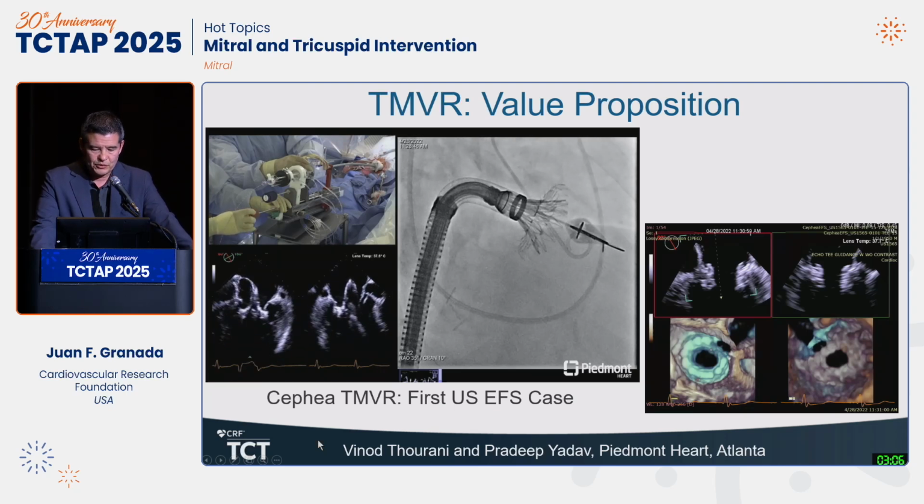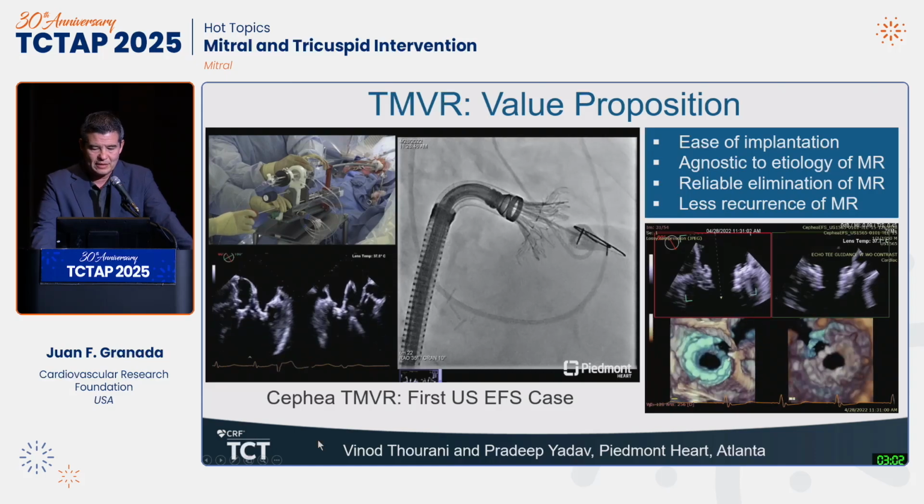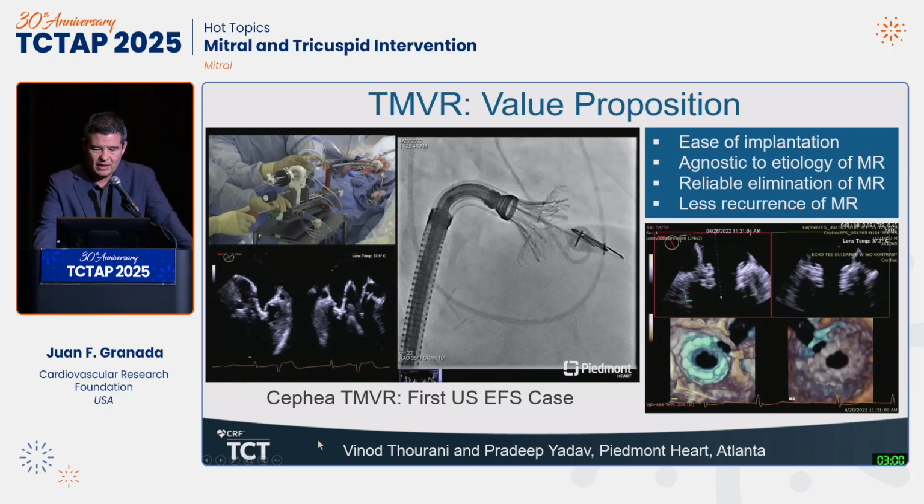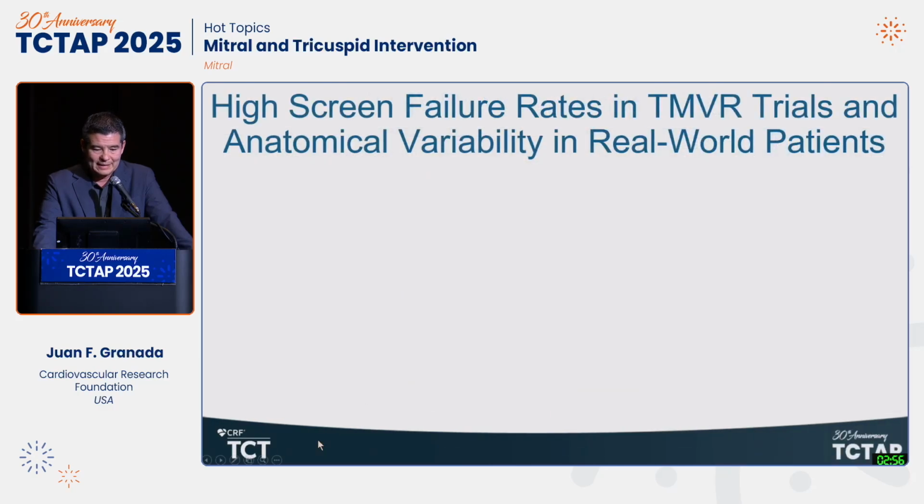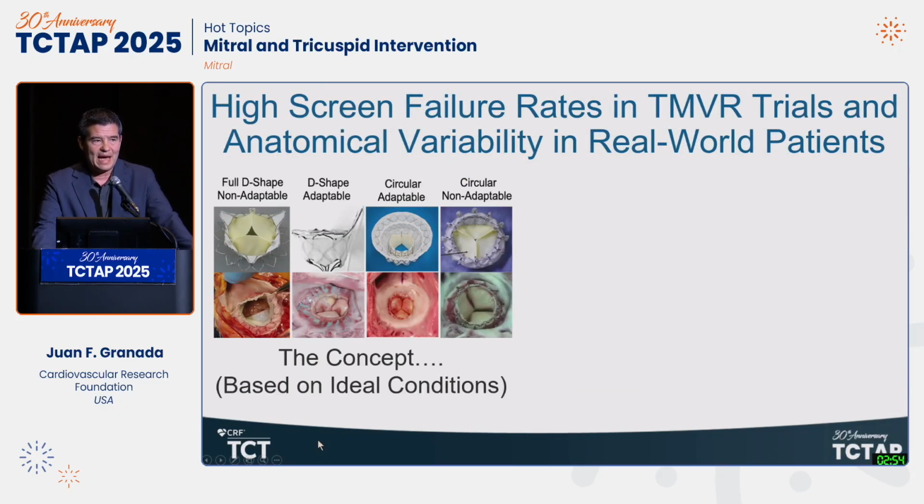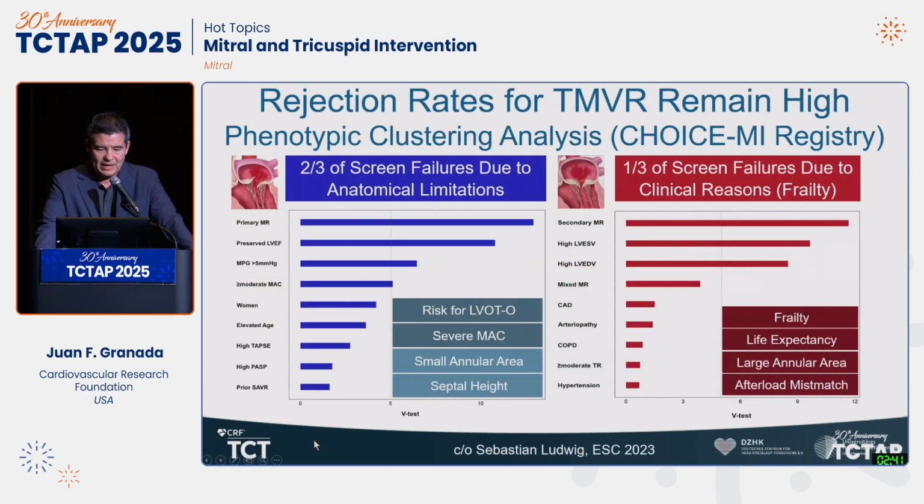On the other end of the spectrum is TMVR, whose value proposition is ease of implantation, agnostic to the etiology of MR, reliable elimination of MR, and less recurrence of MR. The reality is we started with an idealized world of how the design should work in most patients, but in the real world, we have so many anatomical variations that they limited the use of this technology in most of the patients.